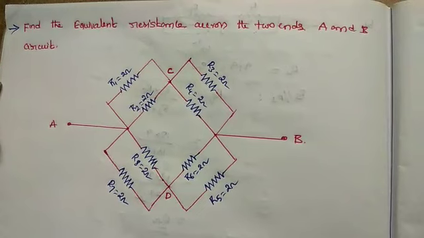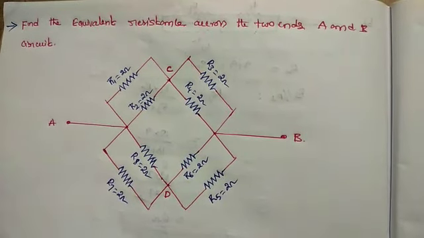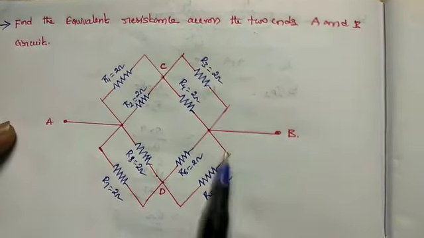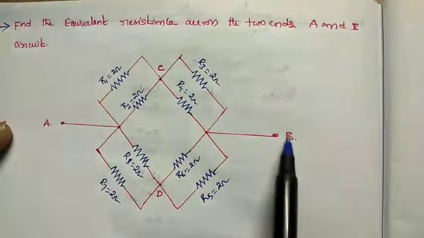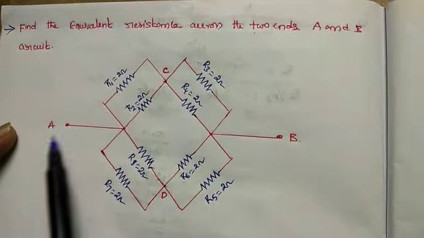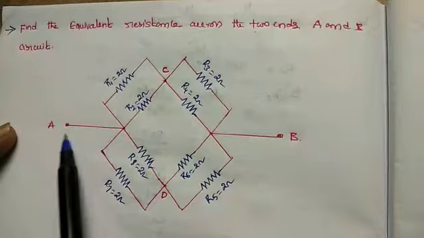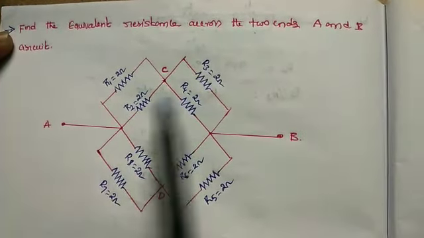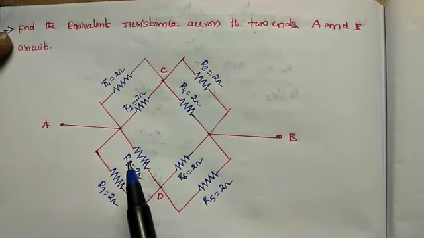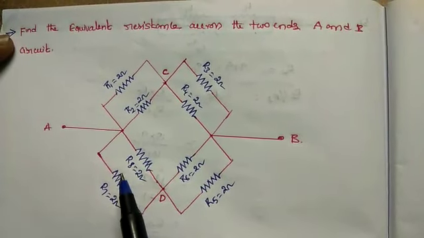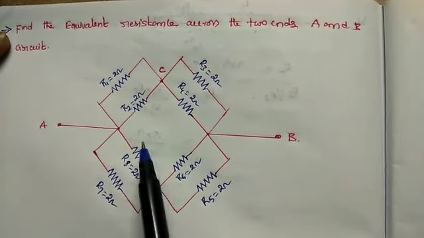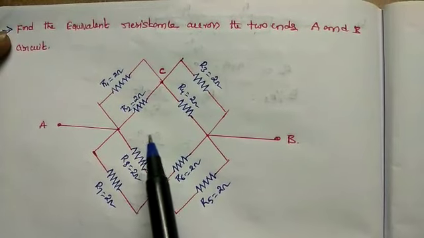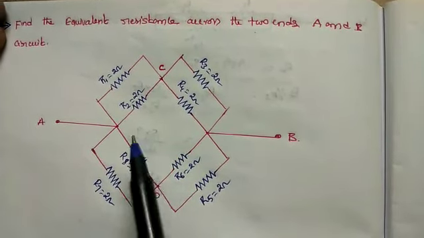See, in this circuit we have to find the equivalent resistance across A and B. Between A and B, many resistances are connected. First of all, we need to know how they are connected, whether in series or in parallel.